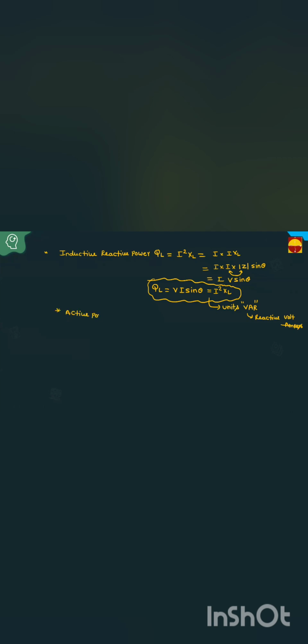What is the active power? Active power P equal to I square R. Shall I write like this? That is I square into R, and R is modulus of Z cos theta. This is I into I Z into cos theta. What is I Z? V. So VI cos theta. Active power is I square R, equal to VI cos theta; both are the same. What are the units of active power? The unit is watt.